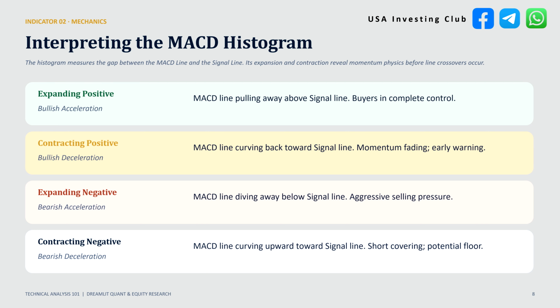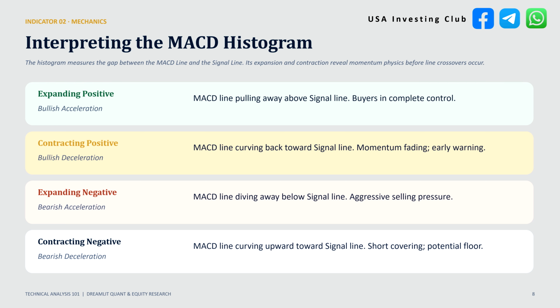Contracting positive is bullish deceleration. The MACD line is curving back toward the signal line even though it's still above it. Momentum is fading, and that's your early warning, exactly what we saw in our handwork example between day 9 and day 10. Expanding negative is bearish acceleration. The MACD line is diving further away below the signal line, indicating aggressive selling pressure.